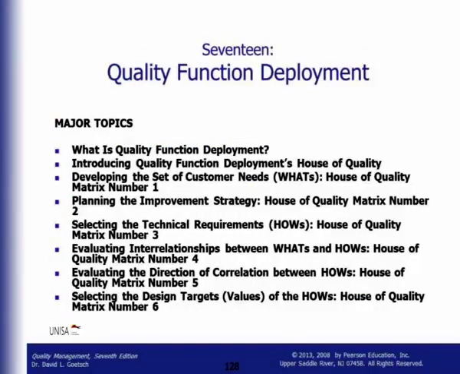Now we're going on to chapter 17, which is quality function deployment. What is quality function deployment? Introducing quality function deployment's house of quality, developing the sets of customer needs, planning the improvement strategy, selecting the technical requirements, evaluating interrelationship between the whats and hows, evaluating the direction of correlation between hows, selecting the design targets, the values of the house.